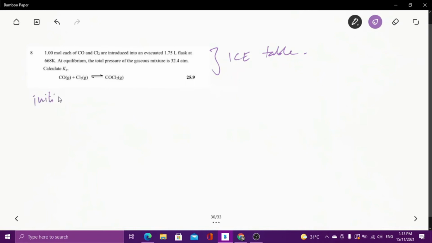So initial partial pressure untuk CO berapa? And then initial partial pressure untuk Cl2 lah. So diorang sama je, 1 mole each. So macam mana kita nak buat? Kita dapatkan in terms of pressure sama dengan number of mole 1, darabkan dengan the gas constant 0.08206, darabkan dengan temperature. So temperature dia 668 Kelvin. Bahagikan dengan volume yang diberikan, which is 1.75.